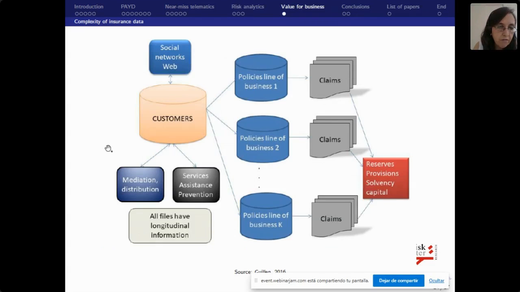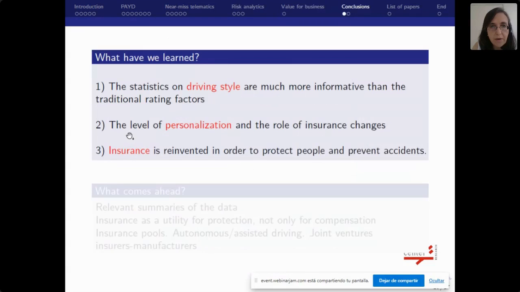And there are all kinds of new things coming up, like social media information about the customers. There is also mediation and distributions that are coming in, services that are provided. And also all these files have longitudinal information. And on top of this, we are nowadays getting all these streams of telematics data. I can go back if you have more questions about that.